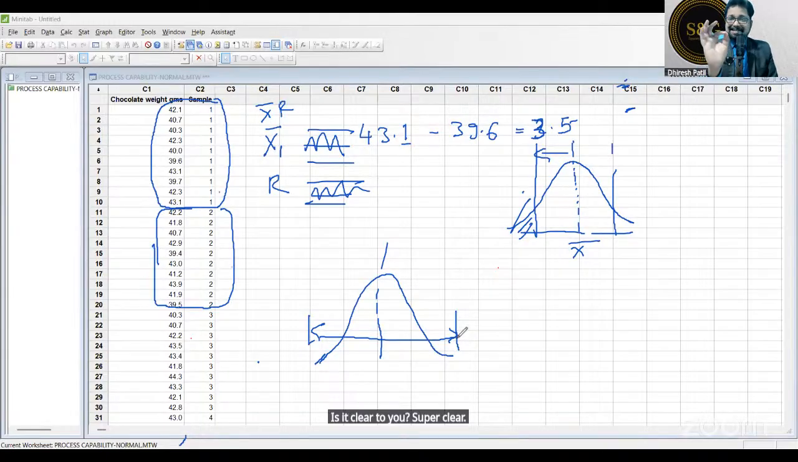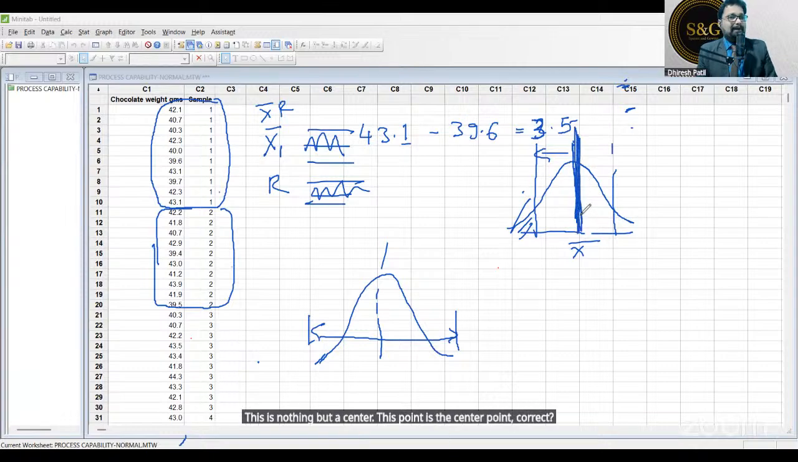Yeah. So when I say X bar, it means the mean. The mean is the center, correct? Yes or no? This is nothing but a center. This point is the center point, correct? So we want to monitor where the center of the process is, and also what the range of the process is, what the variation of the process is.